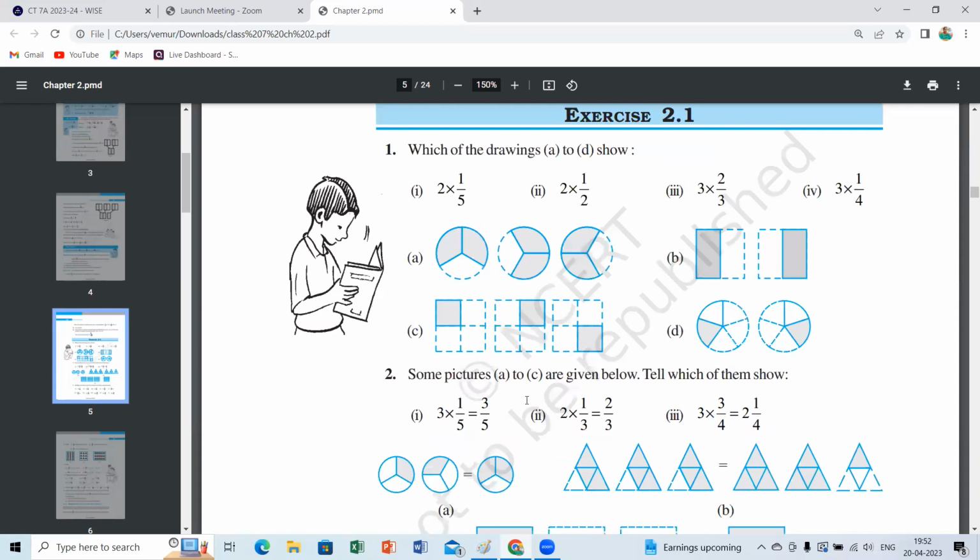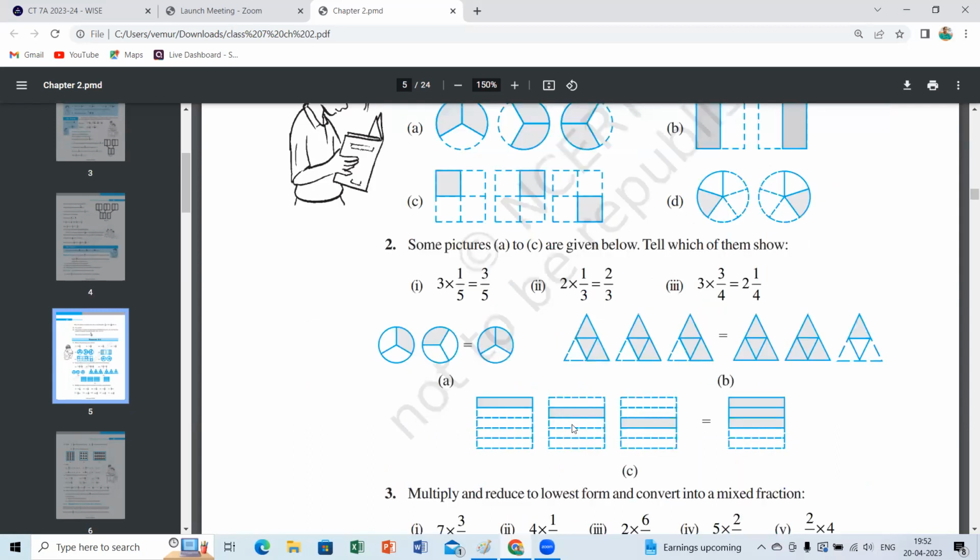Next is the last one. Some pictures A to C are given below. Tell which is the same. Here too we have to match, children. There is a given one here. How is it related to what you can see? 3 times 1/5 is equal to 3/5. So is it related to figure C? Yes or no? It is matched with C.